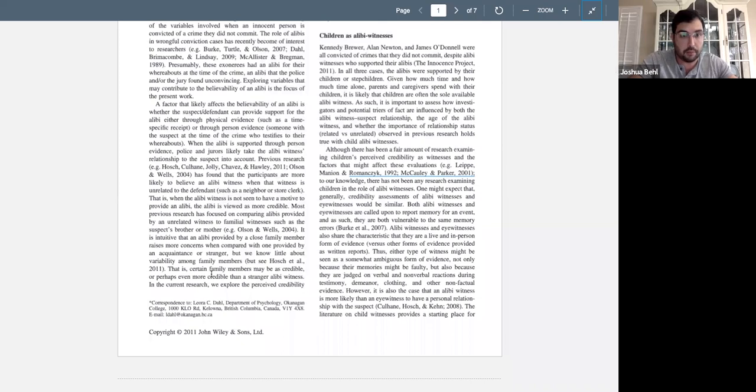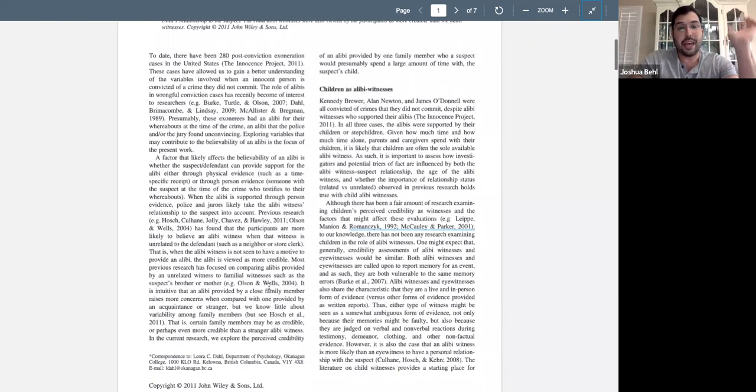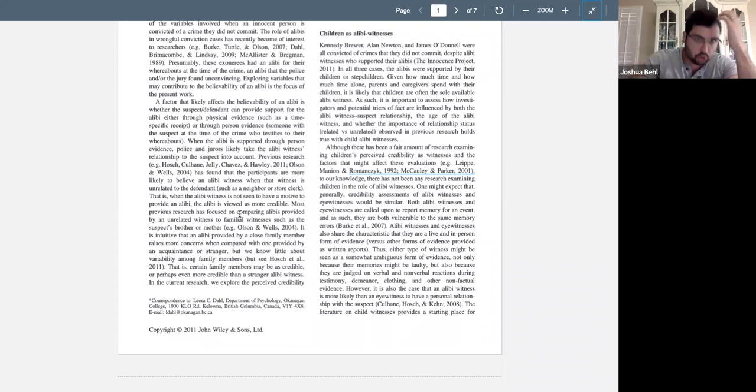Previous research, blah, blah, blah. That is, certain family members may be viewed as credible. So now we're talking about the different relationships between person evidence. There's family members and not family members. So we see that relationship element, right? Maybe more credible than stranger alibi witnesses, right? And then it ends here, right? So we've got age also. She talks about age up here somewhere.